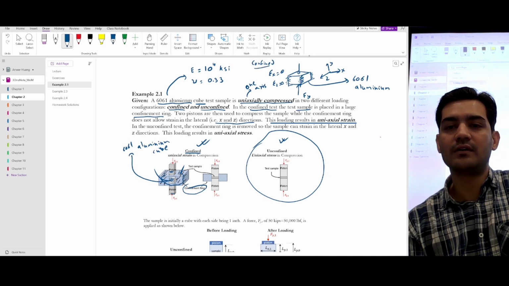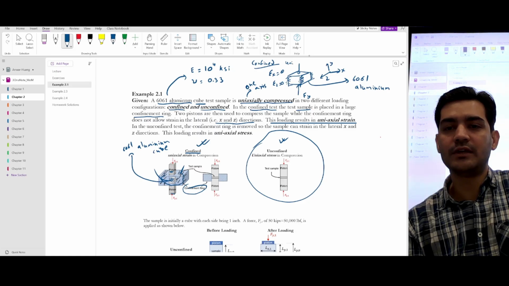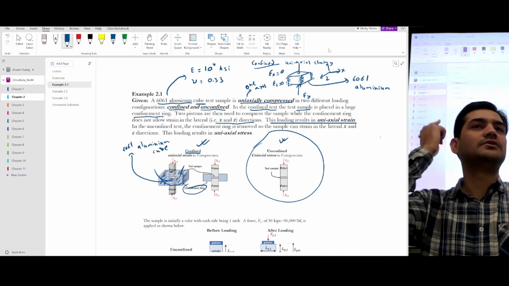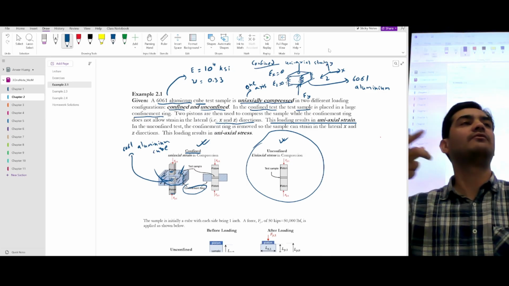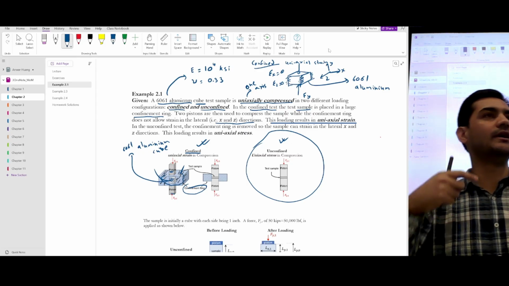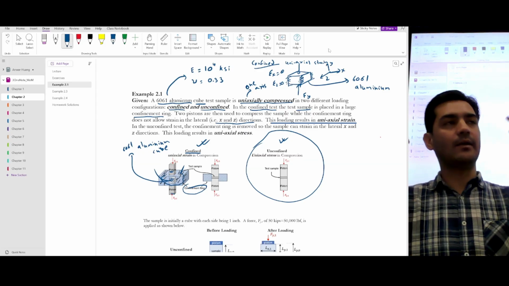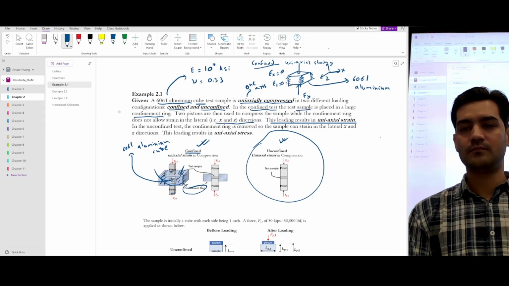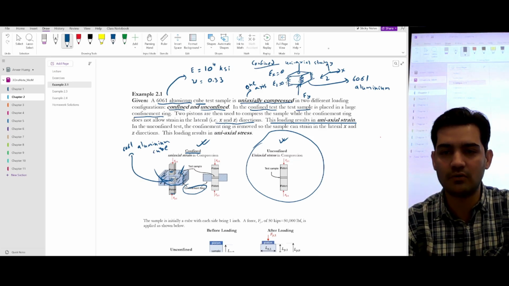So this confined configuration is called uniaxial strain. Uniaxial strain means strain only in one direction. Because you have confinement, you will not let it strain in the other two directions. So it's called a uniaxial strain. And this type of setup is called confined setup. But let's talk about unconfined.